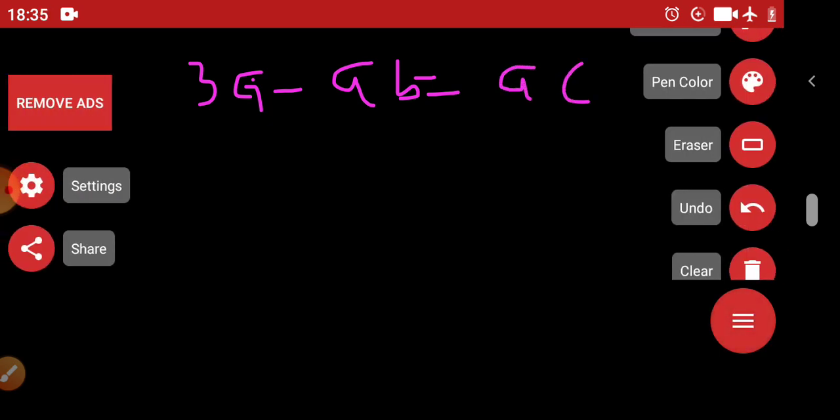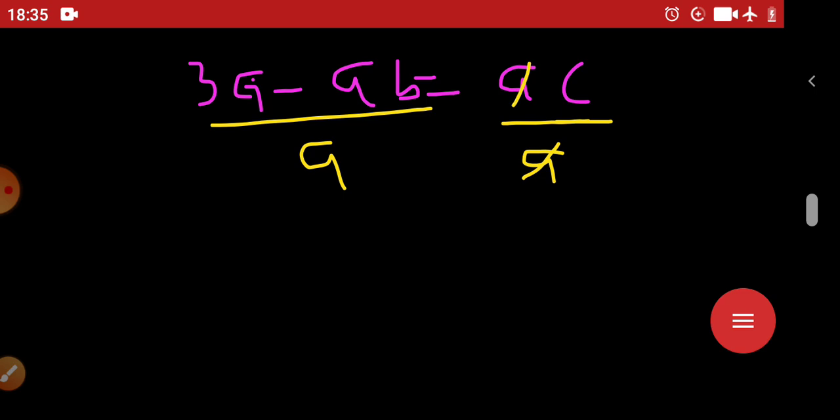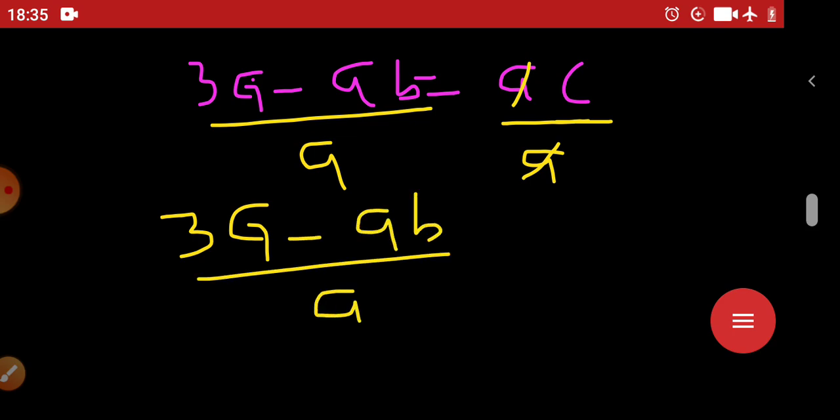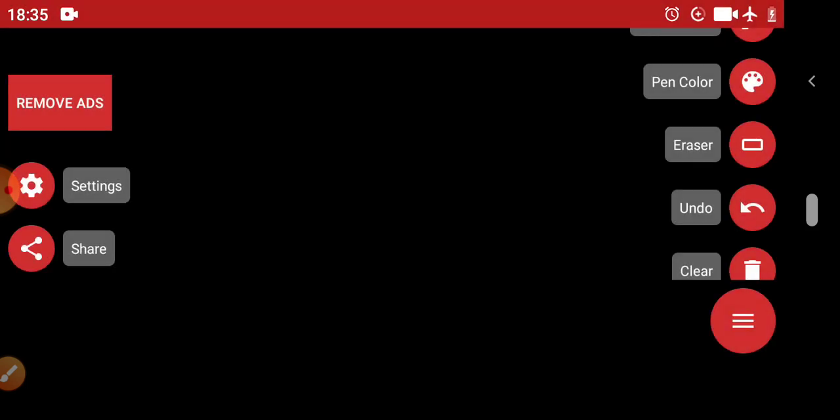So remember, we are solving for c. If we are solving for c, a has multiplied c, so the opposite of multiplying would be dividing. So we need to divide a both sides, so that this cancels this, and then from the left hand side we have 3g minus ab all divided by a, which is equal to c. So there we have our solution. We have made c the subject of the formula.